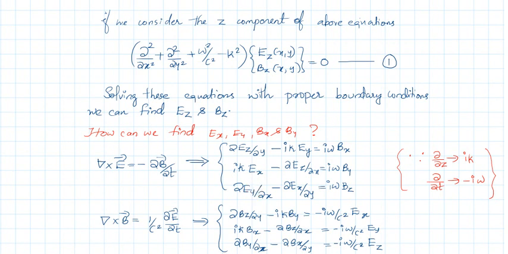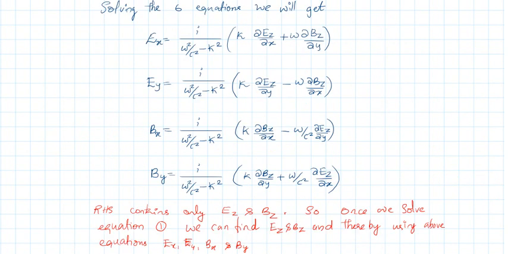You can write del cross E and take the x component, y component, z component. So you will get 3 equations. Similarly, del cross B equals 1/c² ∂E/∂t. That becomes these 3 equations. Here also I assumed that ∂/∂z is ik. Whenever you have ∂/∂t, you can replace it with −iω by taking sinusoidal dependence on z and t. So solving these 6 equations, we can find the values of Ex, Ey, Bx, By.